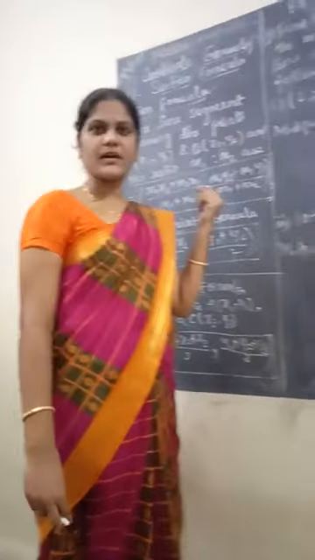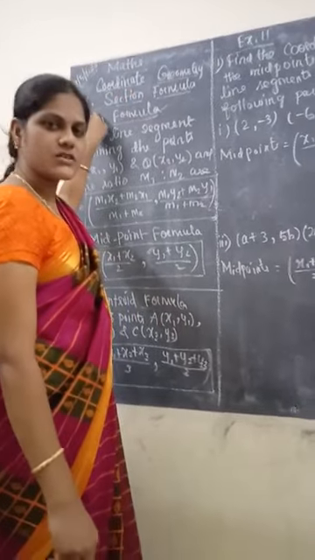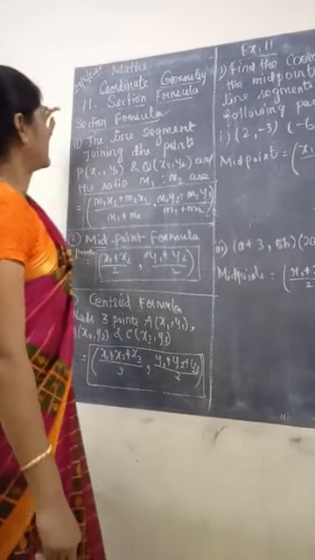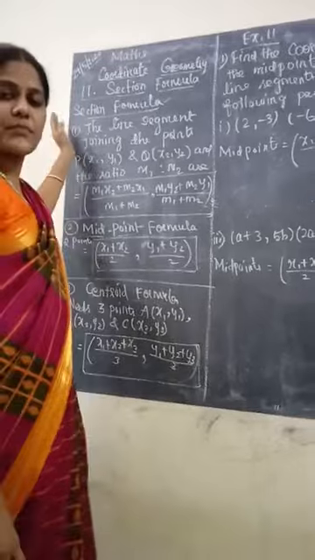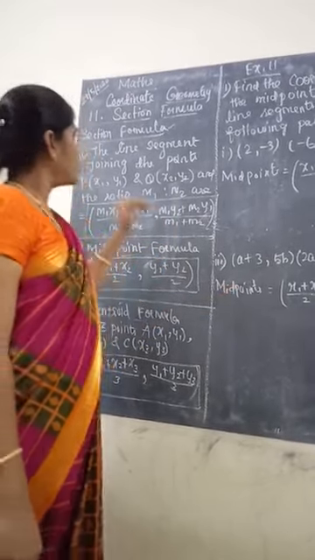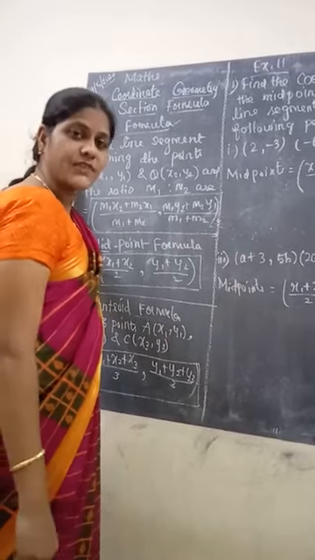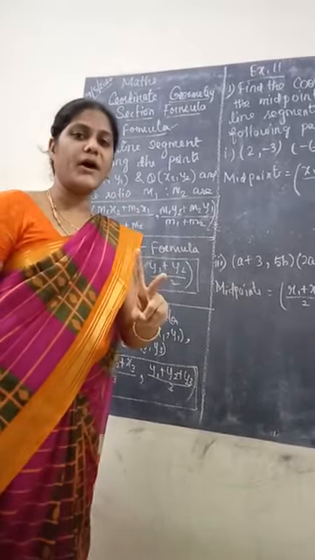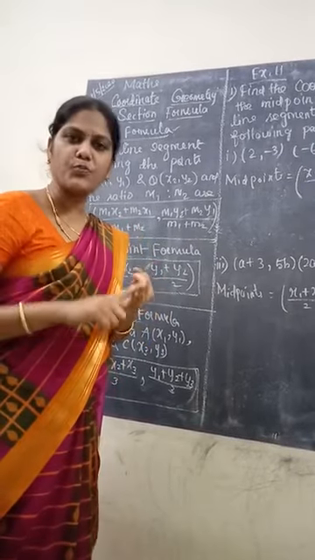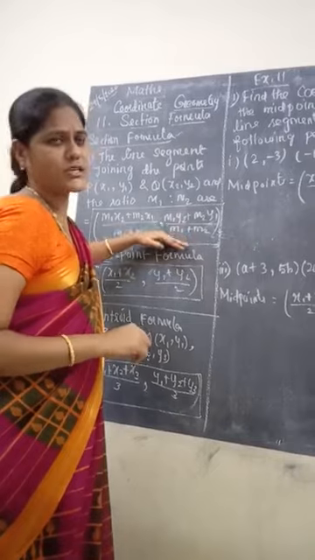This is a new chapter, topic coordinate geometry. The chapter name is section formula, chapter 11. For this chapter, we are going to use three formulas in total. First one is the section formula. For applying the section formula, we need 2 points and 1 ratio. If you have 2 points and 1 ratio in the same question, we are going to use the section formula.